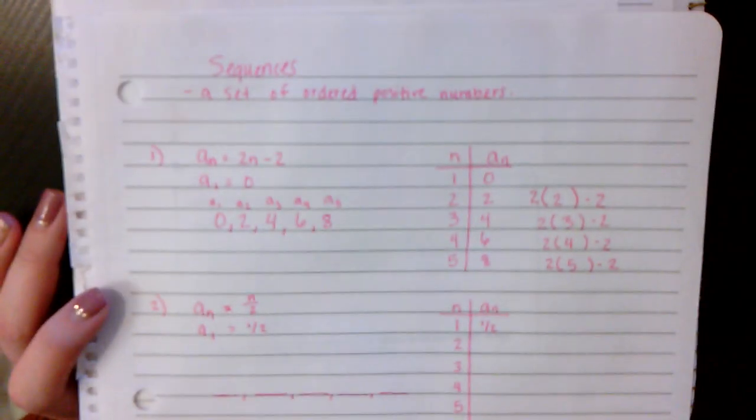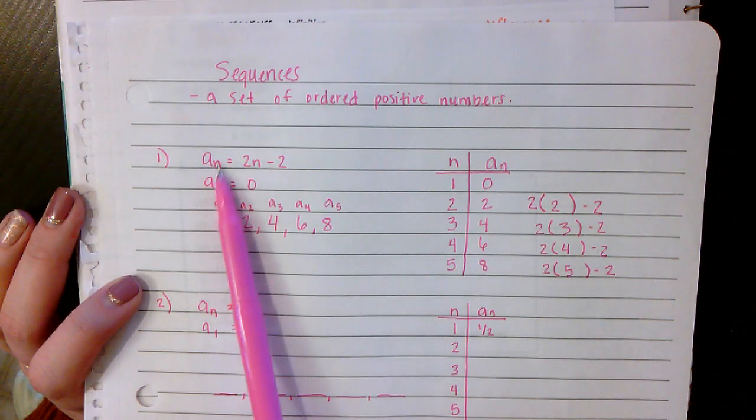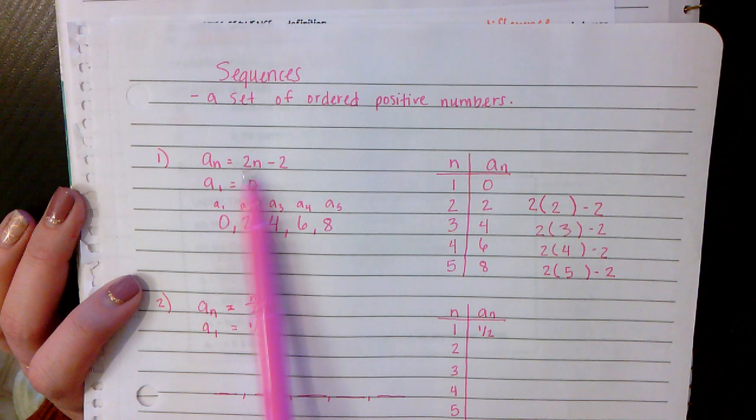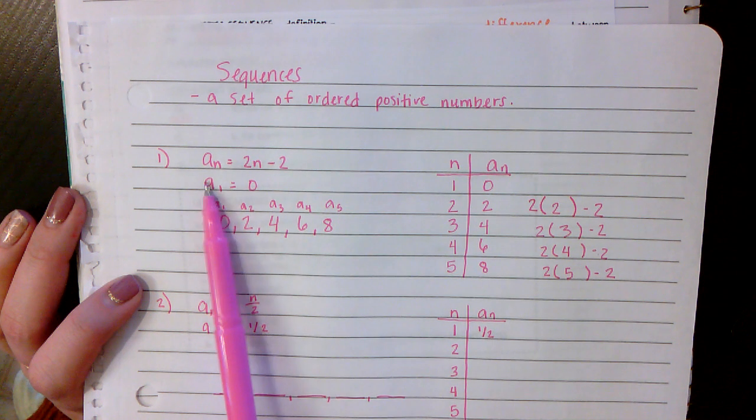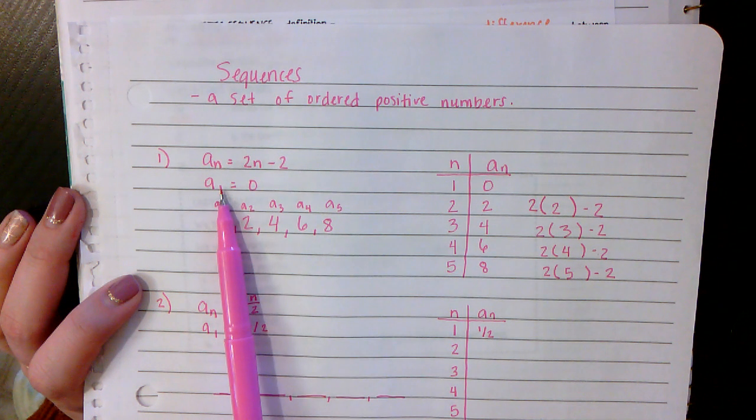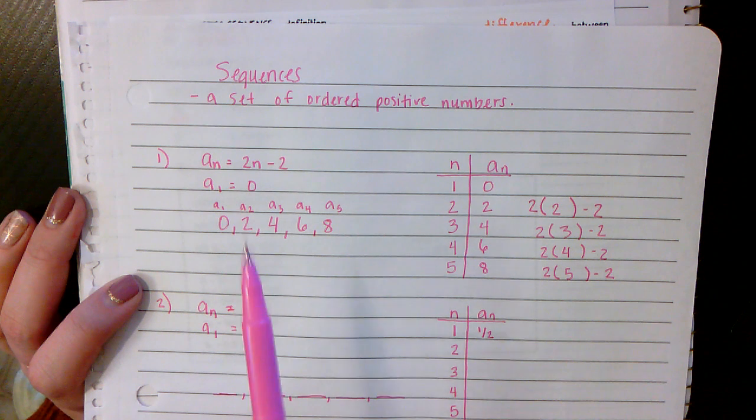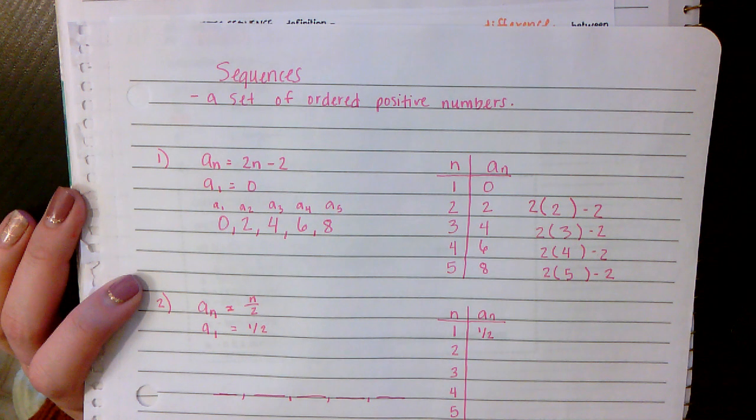So our rule is right here. This is the function rule for any number. That's why we left it as a sub n. Any number can use this rule, 2n minus 2. Now, to find the first number, a sub 1, we plugged 1 into the n, and we got 0. So we plug it into the equation, and we get the answer. And the output is the actual number in that spot.